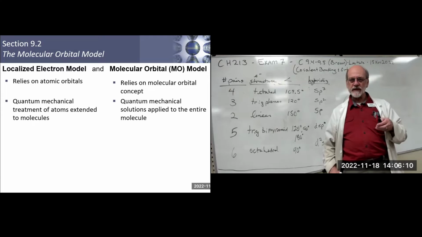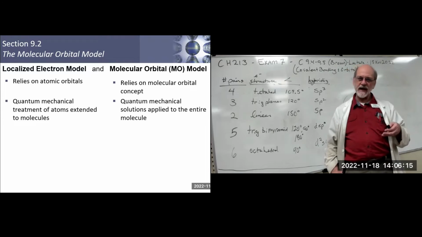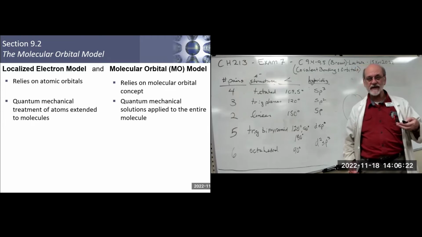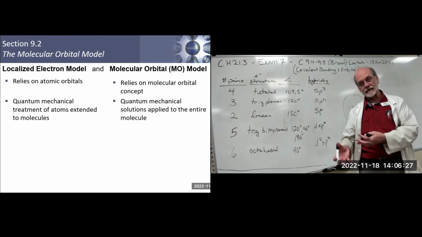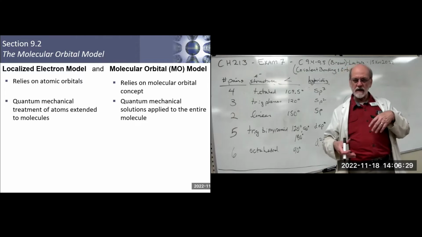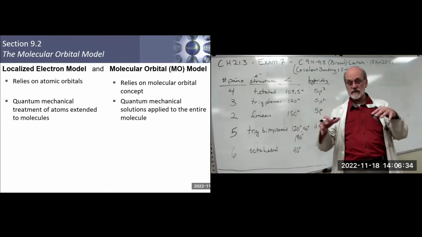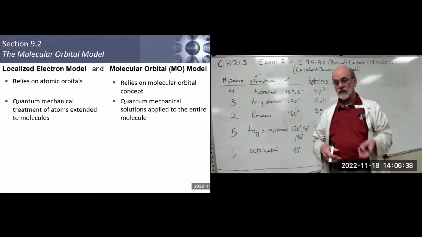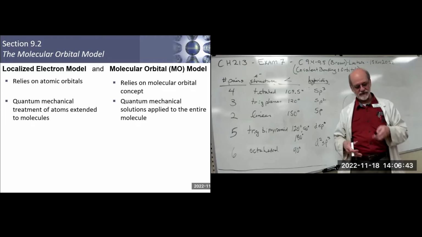We still treat them in a quantum mechanical sense, except that in the localized electron model, the atomic orbitals extend over the molecule as far as they can to create a bond. Whereas in the molecular orbital model, the quantum mechanical solutions to these equations apply to the entire molecule, no matter how big it is. So you can imagine that the bigger the molecule, the more complex the calculations.